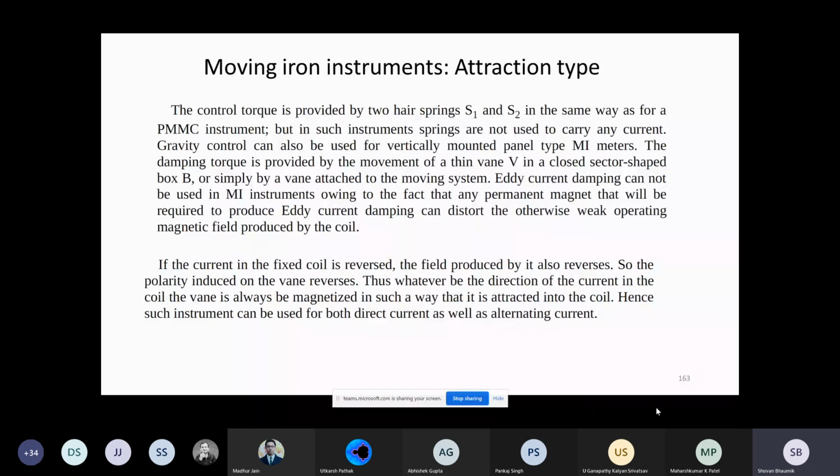Okay. And here, as the direction of AC current is reversed, still there will be a magnet produced and attraction will happen, and if the attraction happens, still the pointer will be deflected, and as a result it can measure both AC and DC currents. This is all about the attraction type.